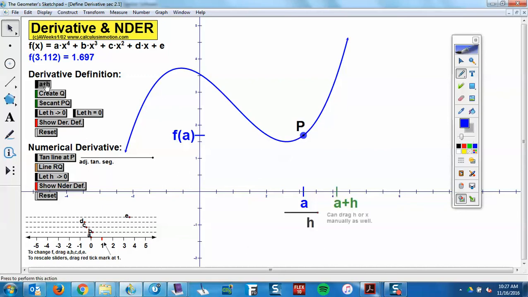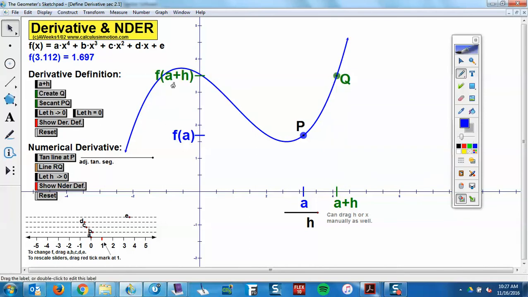Okay, so I need a second point, right? So the only way we have to do slope is to have 2 points, right? So I'm going to pick a second point that's h units away. Now I really want it to be close, right? I want it to be like 0.001, but I'll drag that. I'll just let h get littler, right? So h is the distance between these two. Does everybody understand that? H is the distance between these two. Okay, so now here's my second point. Okay, we'll call it Q.